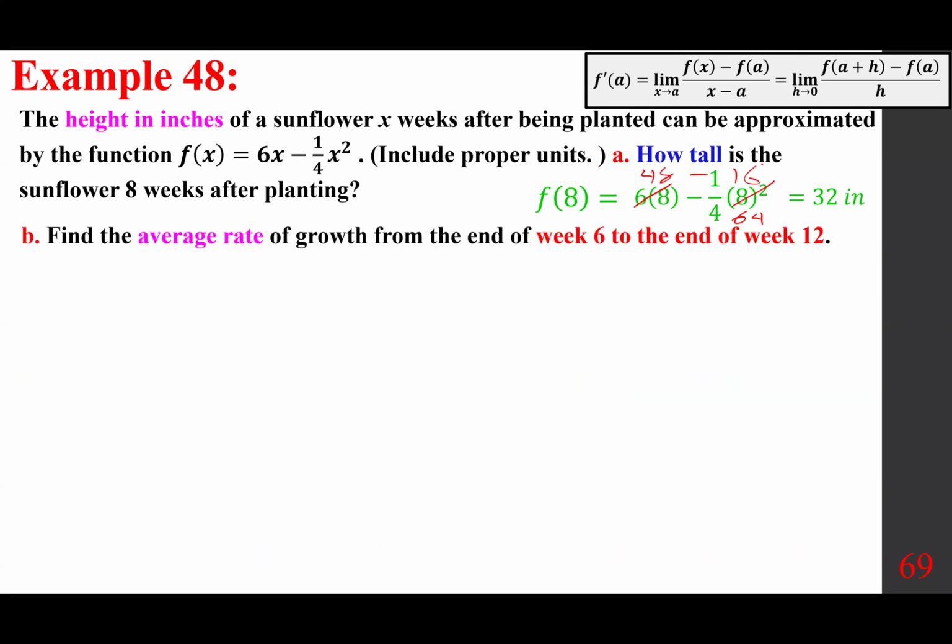And the average rate of growth from the end of week 6 to the end of week 12, average. Okay, so rise over run, delta y over delta x: f of x sub 2 minus f of x sub 1 over x sub 2 minus x sub 1. In this case, f of 12 minus f of 6 over 12 minus 6. So the denominator is simply 6. The numerator, we are going to plug in 12 and then 6.